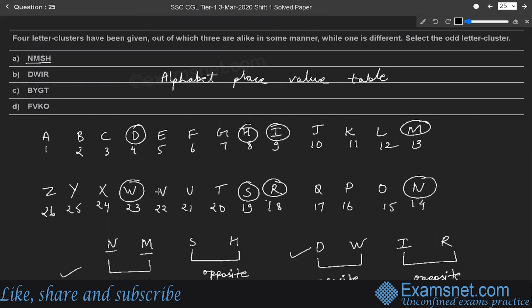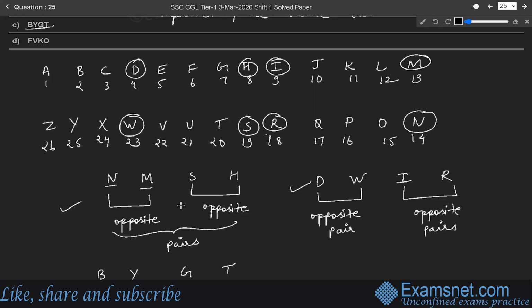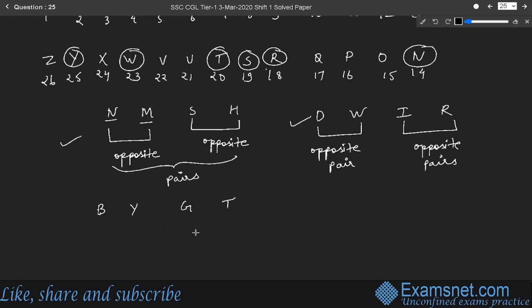Looking for the third option, BYGT. So B, Y, G and T. So first two alphabets are B and Y. So B is present here and Y is opposite to B. Next is G and T. So G is present here and T is opposite to G. So both these are also opposite pairs.